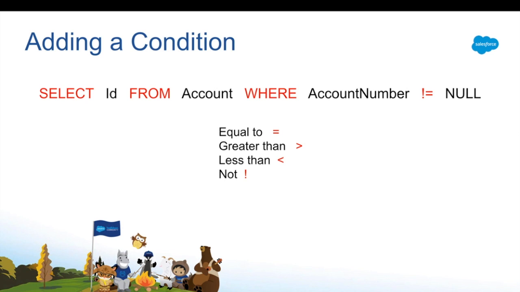There's a couple of other operators that you can have after the field name there, the field API. I've used not equal to null. So the exclamation mark equals is not equals, but you can use equals, greater than, less than, and if you throw in the exclamation mark, it turns it into not. That's just an example. There are a bunch of others, but they're your main ones that you'll use.